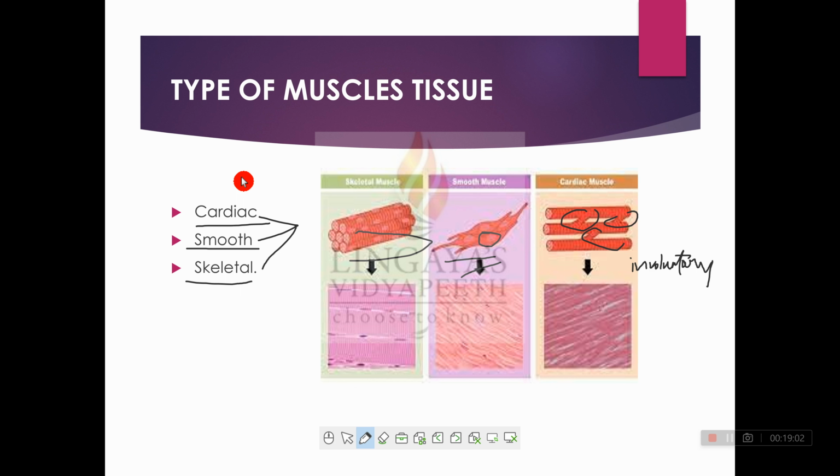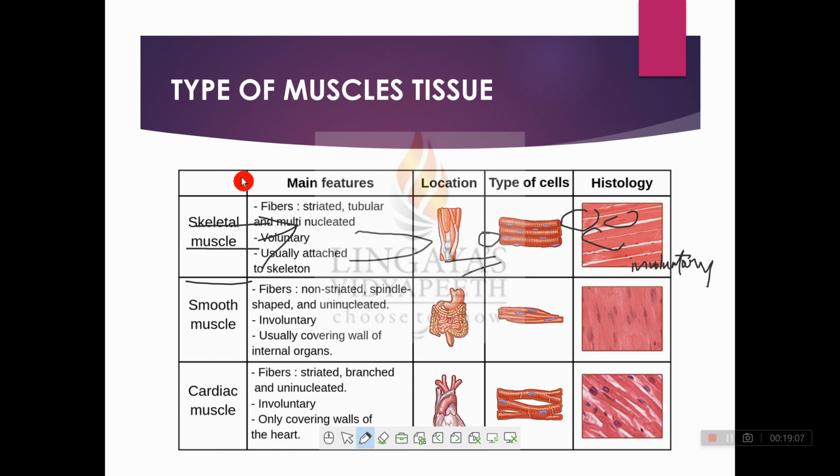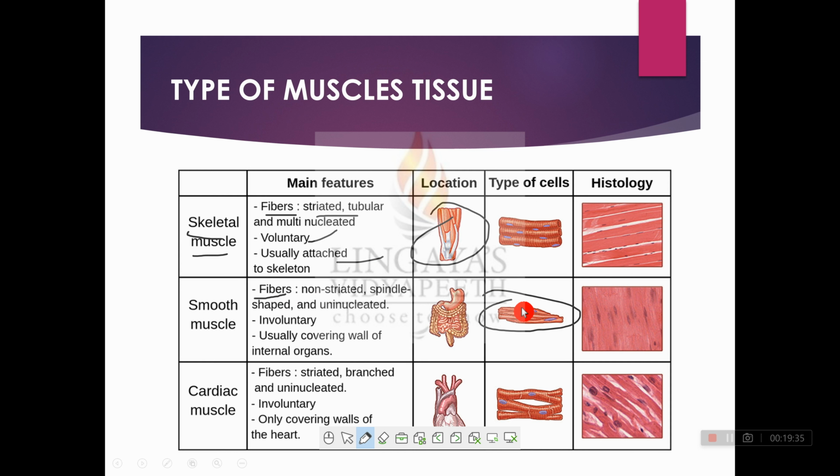The classification of these muscle tissues is based on the shape and structure of the muscle tissues as well as their voluntary control. In this picture, you can understand the difference easily. The skeletal muscle contains fibers. It is striated, tubular and multinucleated. The action is voluntary. It is usually attached to the skeleton. Now talking about smooth muscle. Smooth muscle also has fibers, but they are non-striated.